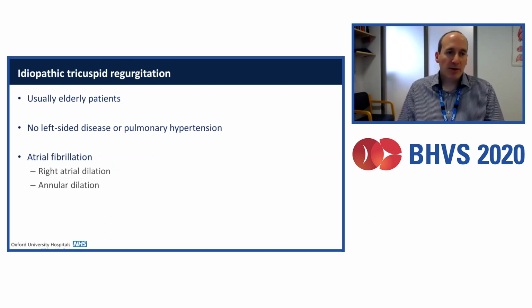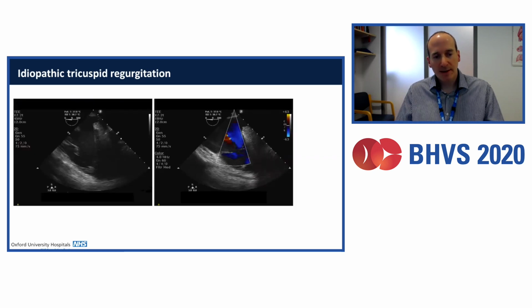Just 2 slides now on idiopathic tricuspid regurgitation. This is often seen in more elderly patients, and to diagnose this, we have to be confident there's no left-sided disease or pulmonary hypertension. There's almost always atrial fibrillation, and that seems to lead to exclusively right atrial dilatation and then subsequent annular dilatation, but without the adverse remodeling of the right ventricle. And that can cause, in some patients, really very severe isolated tricuspid regurgitation.